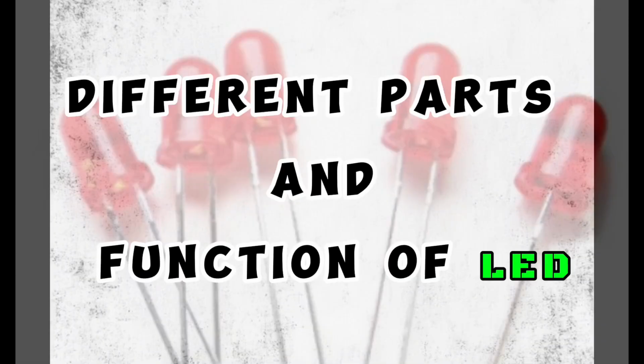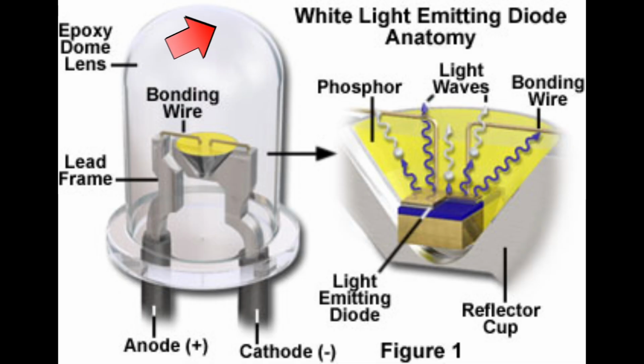So let's dive into the different parts and functions of an LED. Let's begin with the epoxy dome lens. It serves multiple crucial roles in an LED, like light transmission, light focusing, and protection.